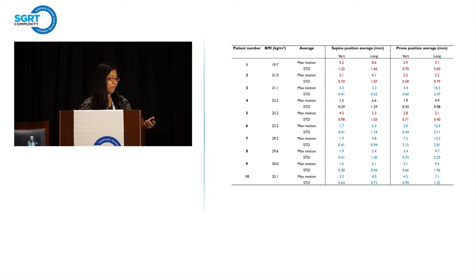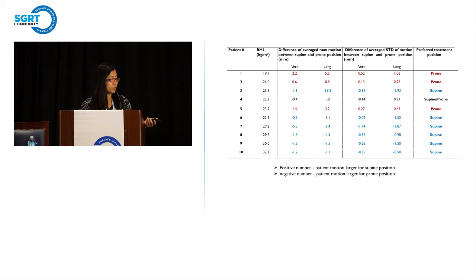So, for the average here, this one is probably the highest number, 16.5. This is the average, so this is not the absolute highest. For some patients, you can see the prone position can have very high body motion along the longitudinal direction.